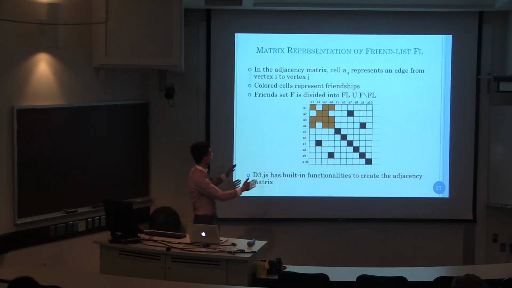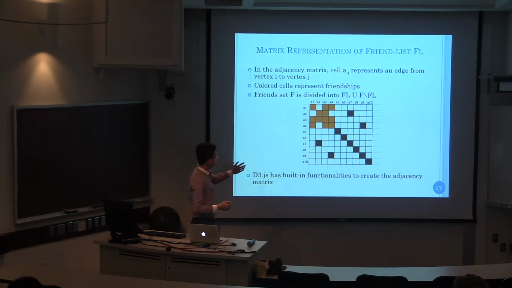So there are 10 friends from A1 to A10. A2 and A7 are friends. So the cell A27 is colored to mark this friendship, and A72 is also colored. And so we have this matrix representation, and the way we represent the friend list is that we have a friend set F, and we try to divide F into the friend list and the non-friend list. Which means we have a union of the friend list and the friend set minus the friend list.